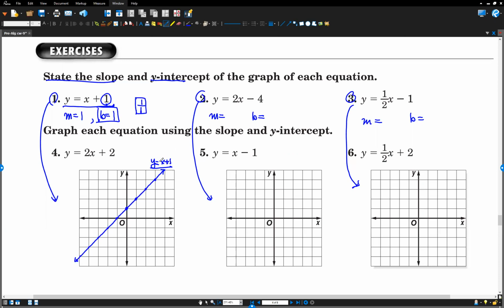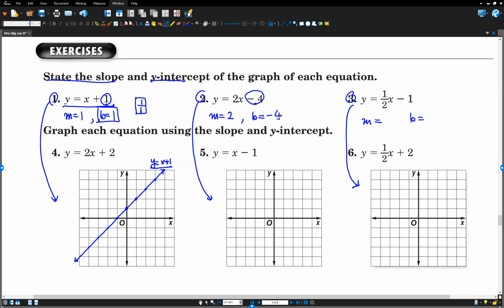Can you do that? All right, number 2. What's the slope on number 2? Anybody can give me the slope of number 2? I think 2. Yeah, slope is 2. What is the y-intercept? -4. No, all together, right? -4 is the y-intercept. It's okay.